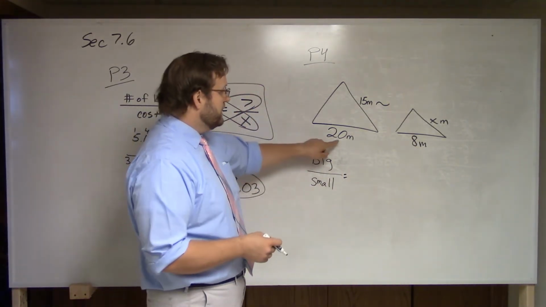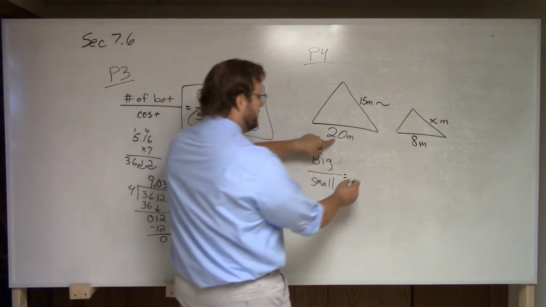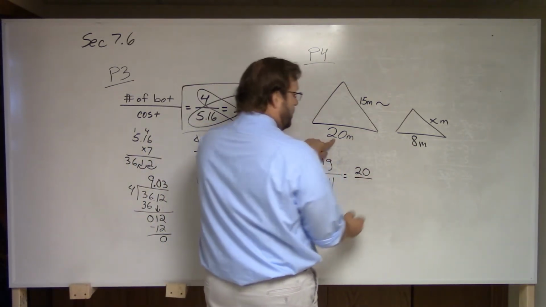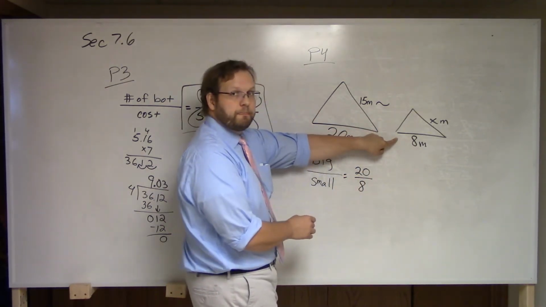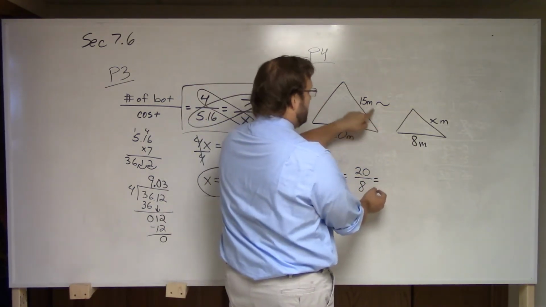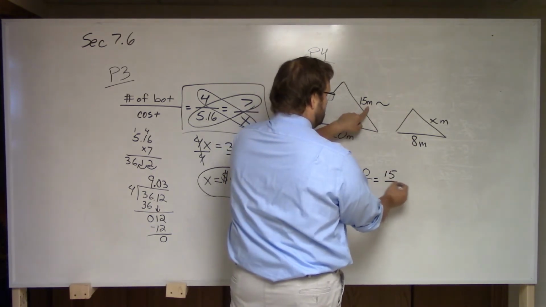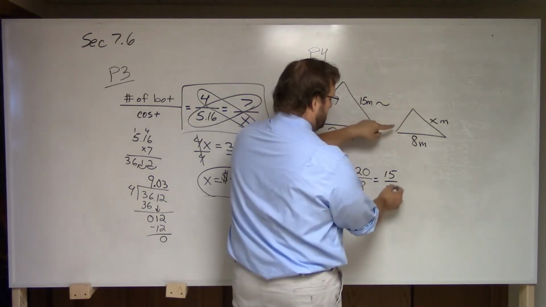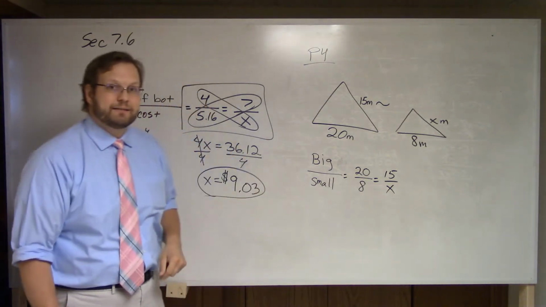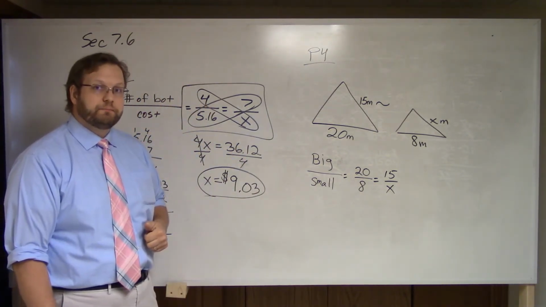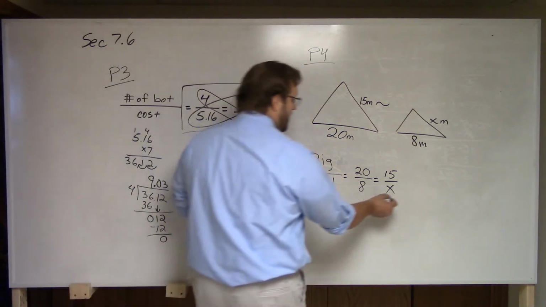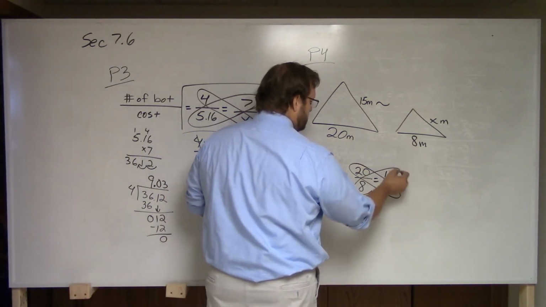The big triangle has this bottom piece as a 20, while the small triangle has a bottom piece that's an 8. The big triangle has a side that's 15, while the small triangle has a side that's x. And now I have a proportion that I can solve. Okay? So I am going to cross multiply.